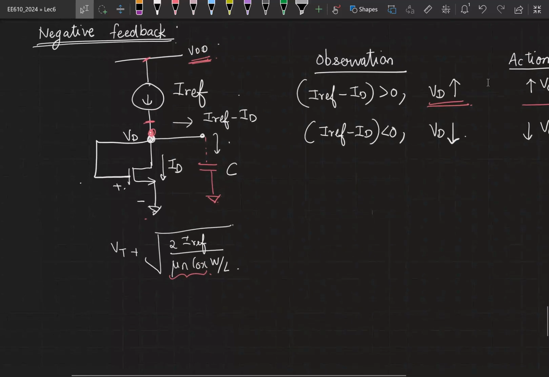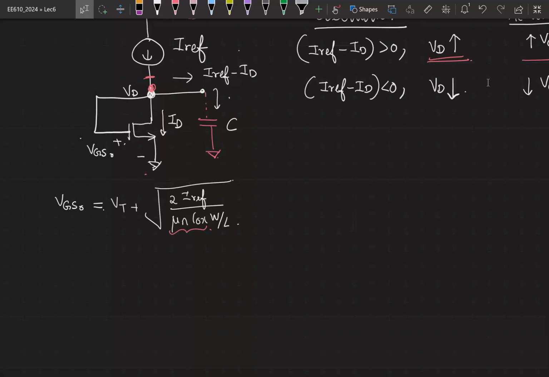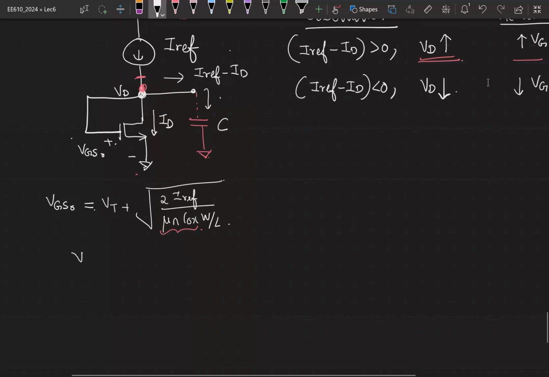Finally, the voltage VGS0 that is developed is given by this equation. Now, we did all of this assuming that our transistor is remaining in saturation. Is our transistor still in saturation? Is it guaranteed to be in saturation? Why? Because now your VDS is the same as VGS, which is guaranteed to be greater than VGS minus VTH.